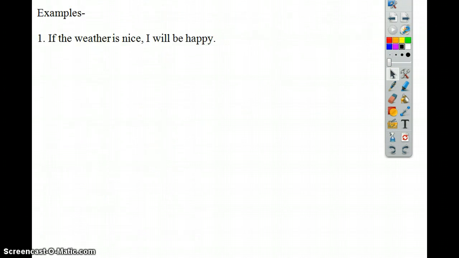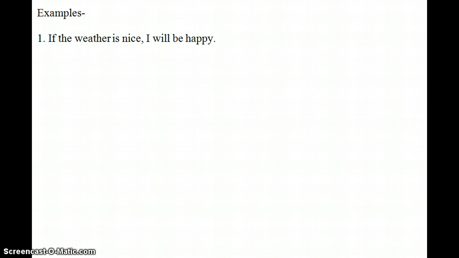Our first example: if the weather is nice, I will be happy. Okay? Now, I just got done saying, sometimes you'll see an awubis word starting a sentence, and you'll see a comma here. That means it's introductory. If is one of our awubis words, right? It's the I in awubis. So, we diagram this clause first because this is our independent clause. Okay?